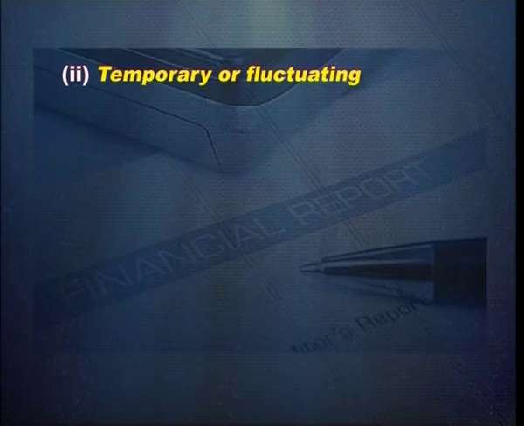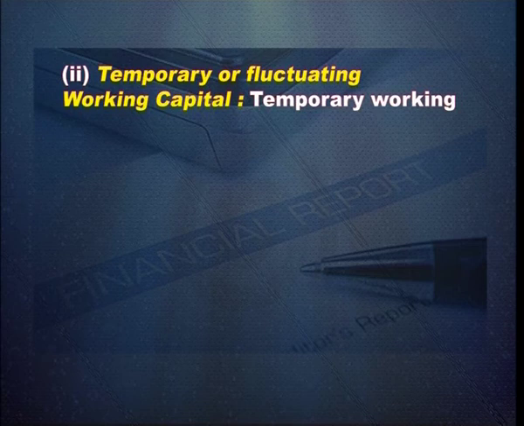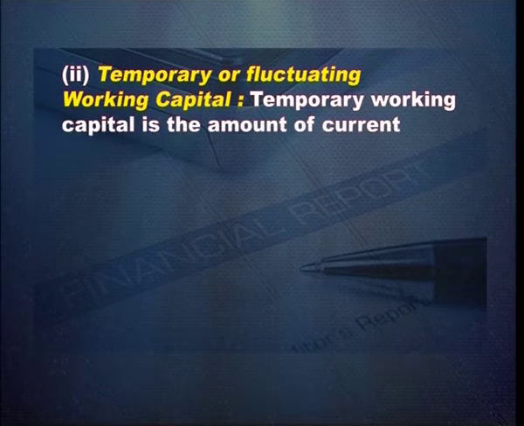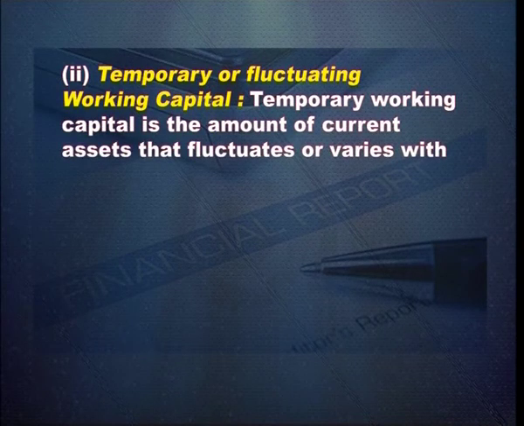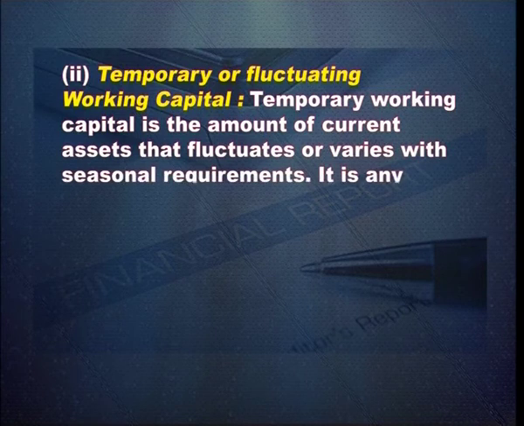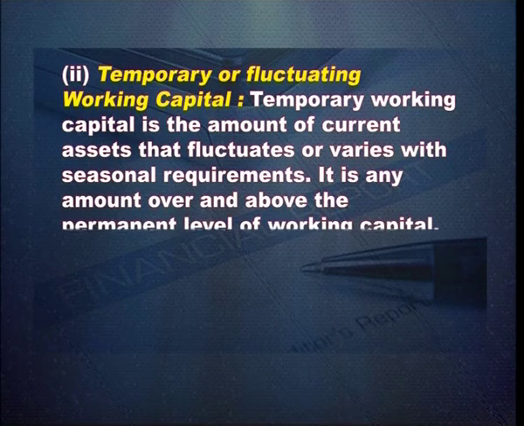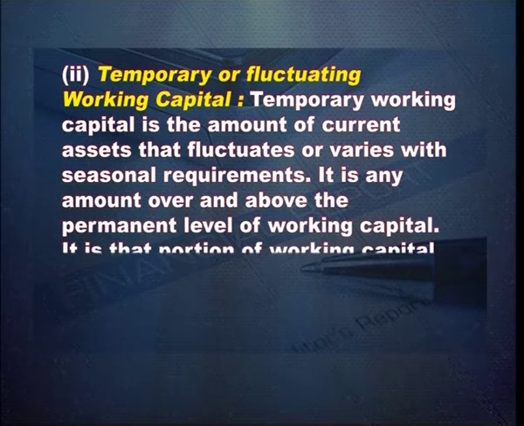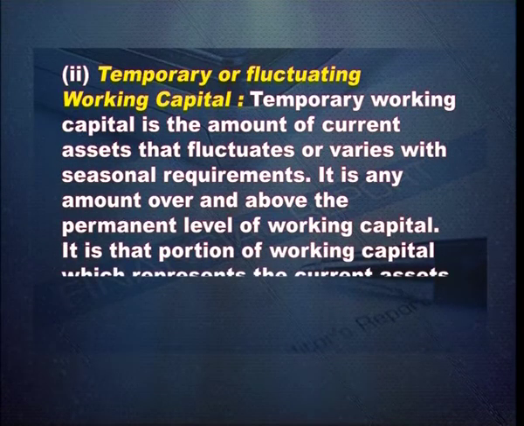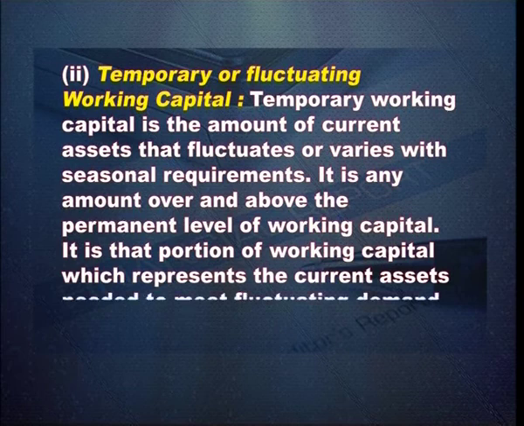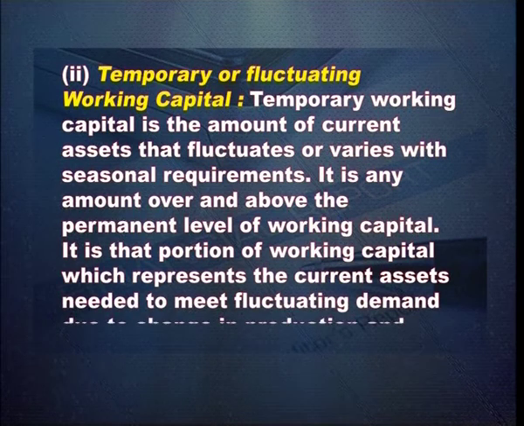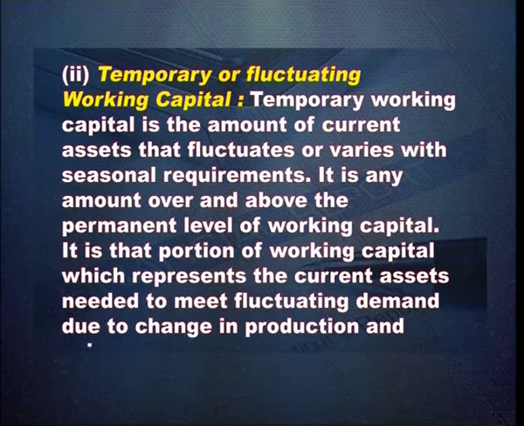Thus, the minimum level of current assets which must be maintained by any firm all the time is known as permanent working capital. The second one is temporary or fluctuating working capital. Temporary working capital is the amount of current assets that fluctuates or varies with seasonal requirements. It is any amount over and above the permanent level of working capital. It is that portion of working capital which represents the current assets needed to meet fluctuating demand due to change in production and sales.